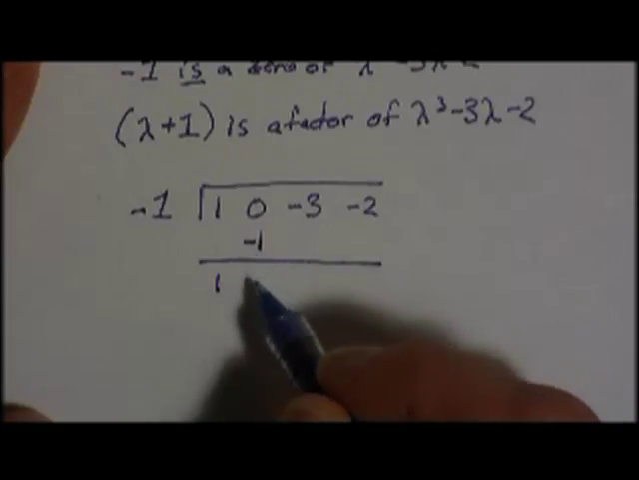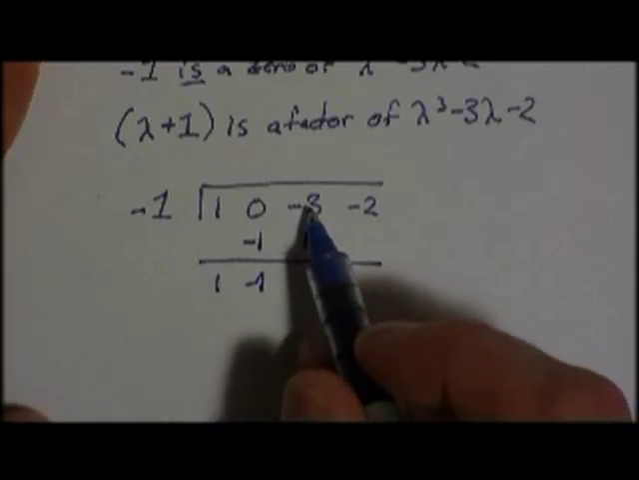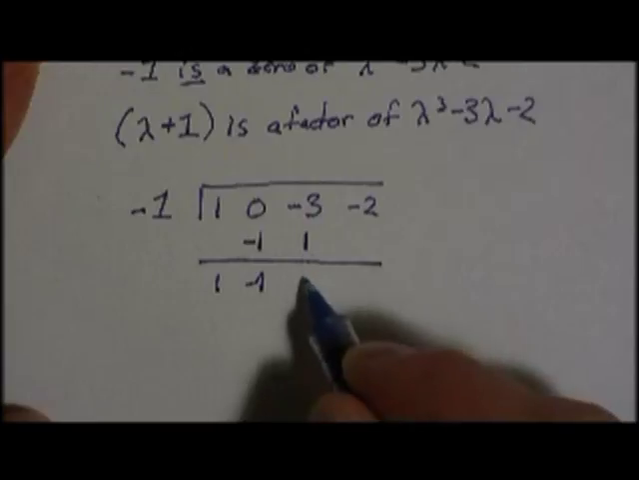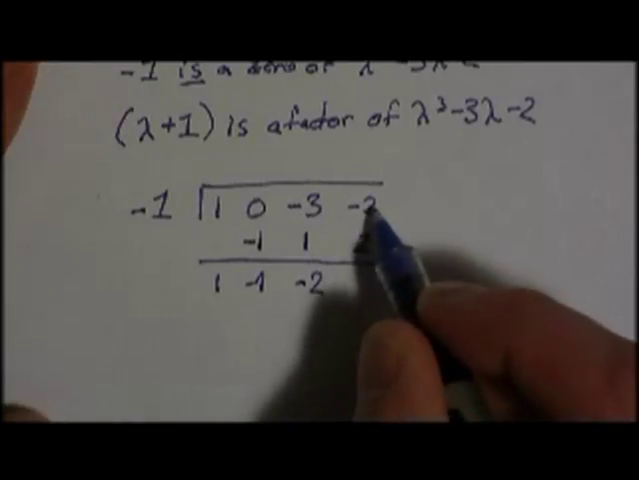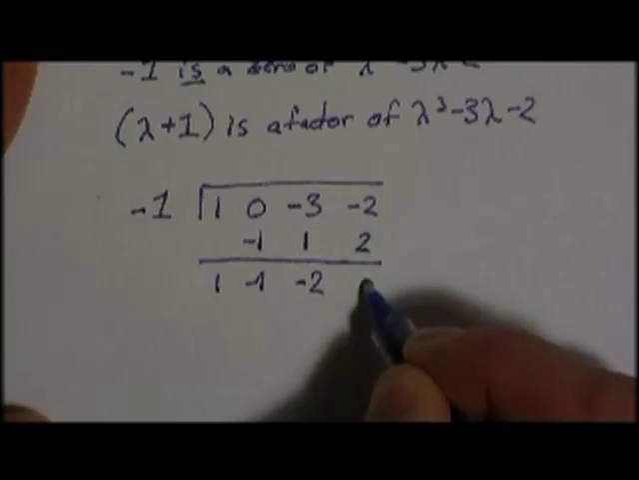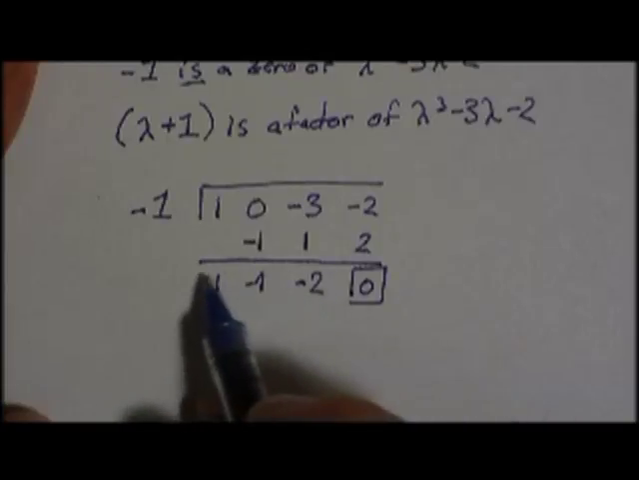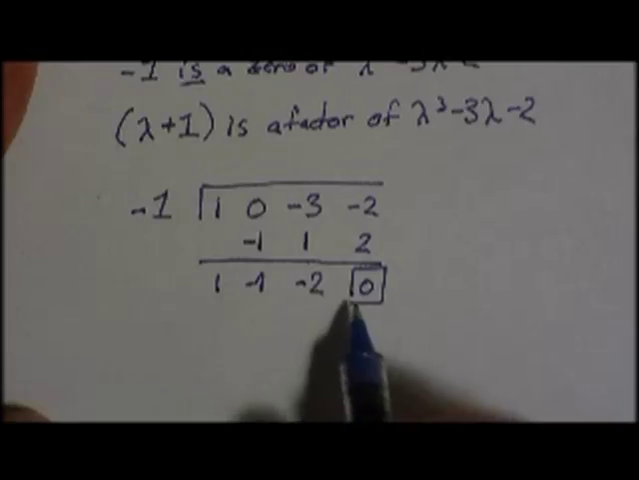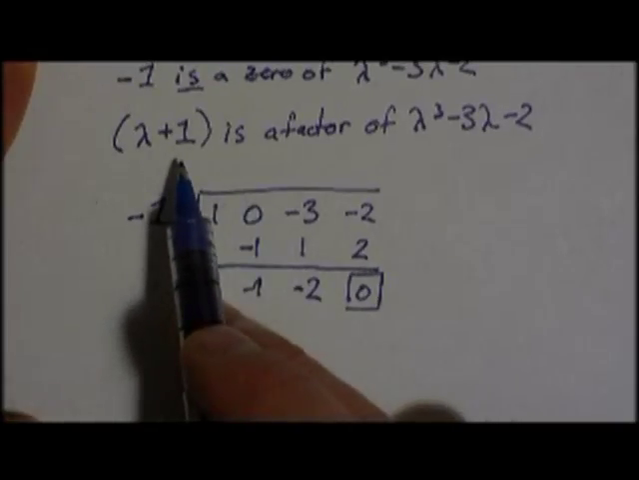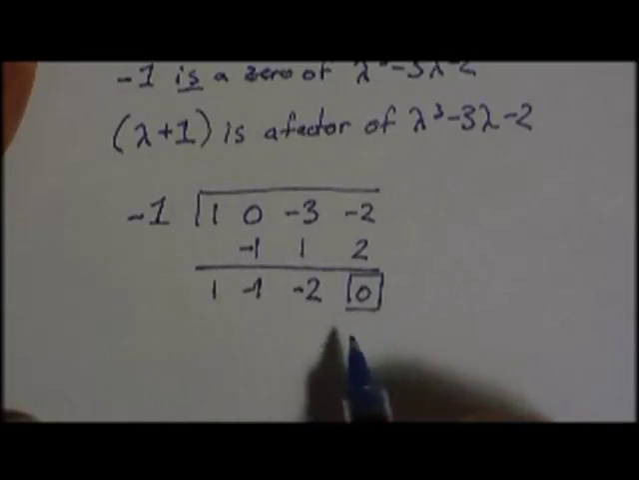I add this column and I get negative 1. Negative 1 times negative 1 is positive 1. Negative 3 and 1 add up to negative 2. Negative 1 times negative 2 is positive 2. Negative 2 plus 2 is 0. Okay, in synthetic division, these guys are the coefficients of the quotient, and that's the remainder. And since we expected this is a factor of that, it should have divided into this evenly, which it did because there was no remainder.